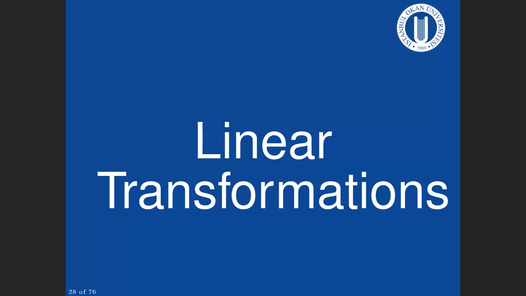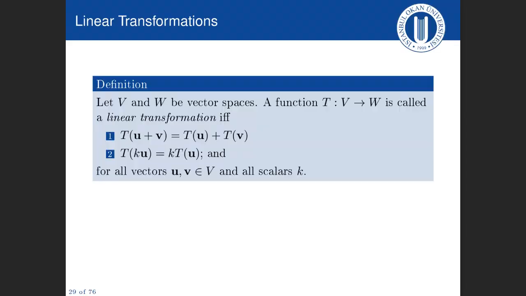Our third topic for today's lesson is the topic of linear transformations. What is a linear transformation? Well, let V and W be vector spaces. A function T from the vector space V to the vector space W is called a linear transformation if and only if these two rules are satisfied for all vectors u and v and for all numbers k, for all scalars k.